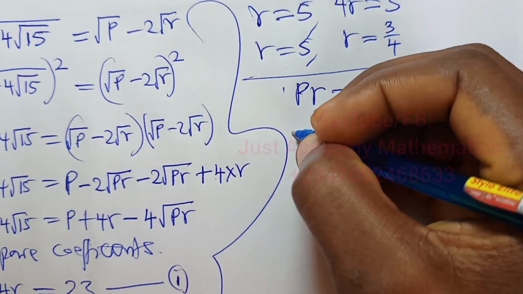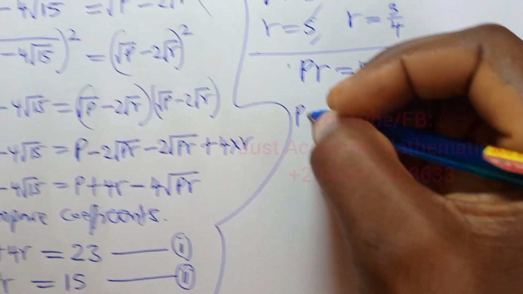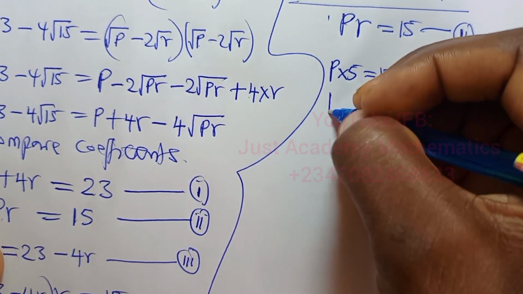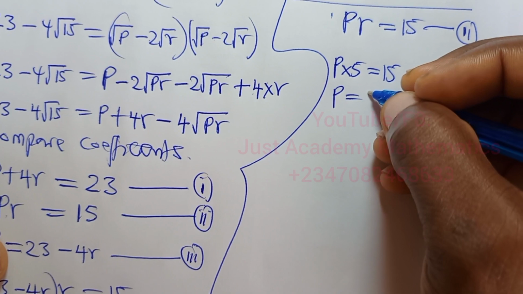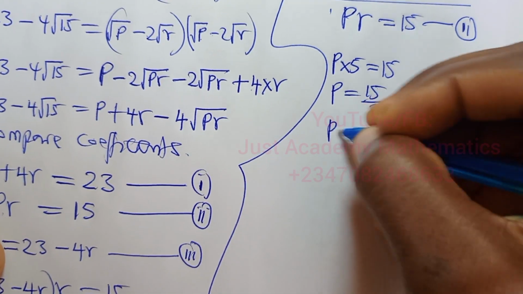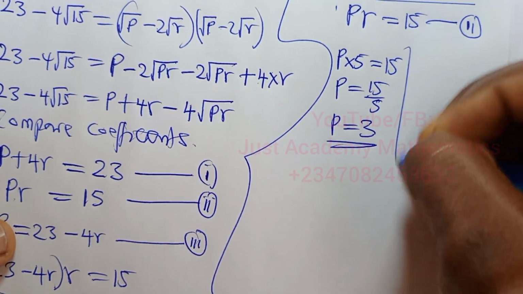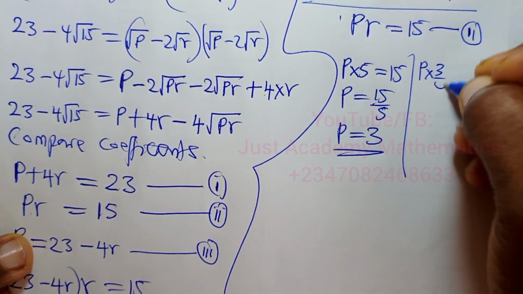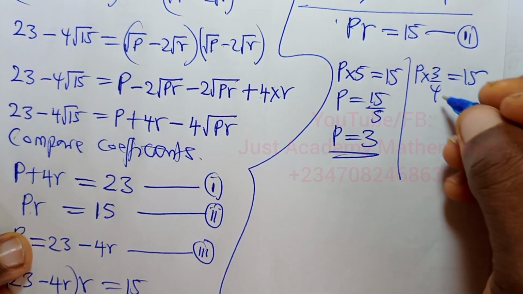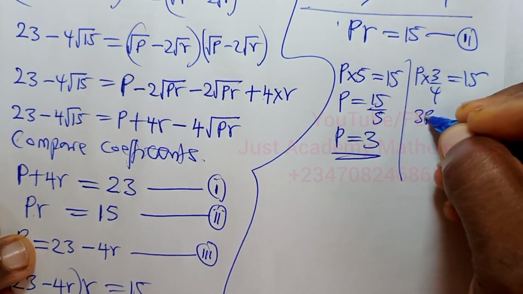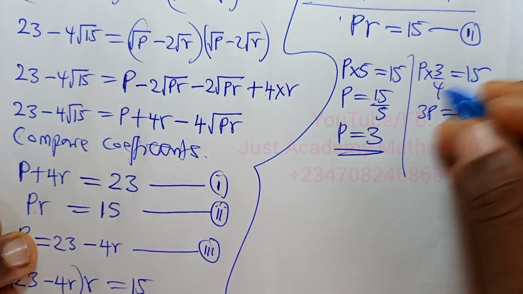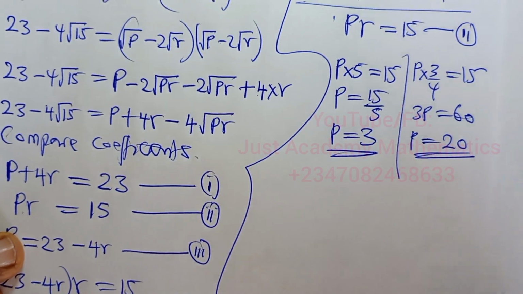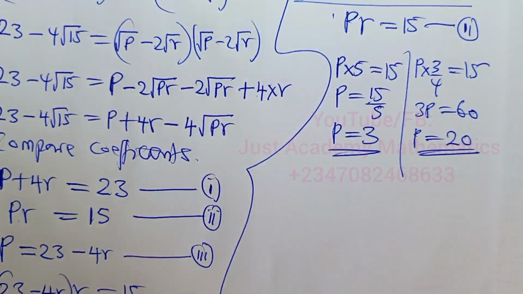So PR, when R is 5, is equal to 15. So P is equal to 15 divided by 5. So P is equal to 3. Do the same thing. PR, when R is 3 over 4, is equal to 15. So we have 3P is equal to 60. So P is equal to 60 divided by 3, 20. So these are the two values of P, two values of R.